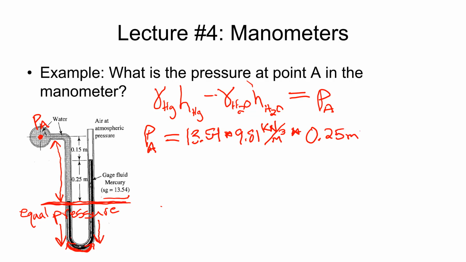meters, and then minus the specific weight of my water, which is going to be again 9.81 times the height of my water, which on this is going to be the 0.015 plus the 0.025. So I've got 0.4 meters.